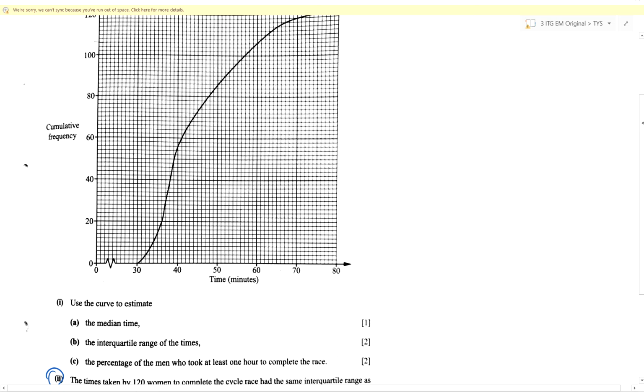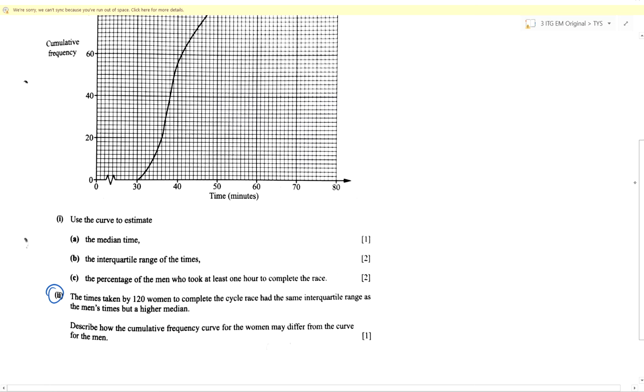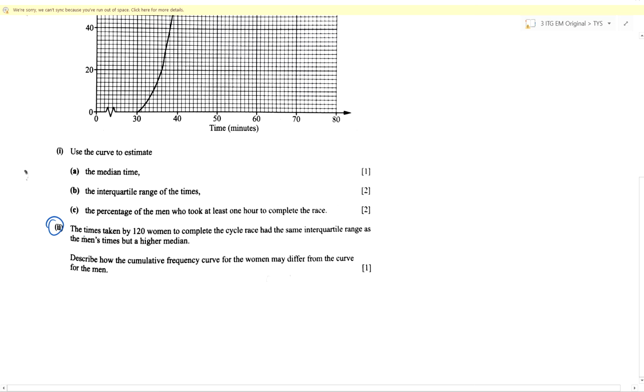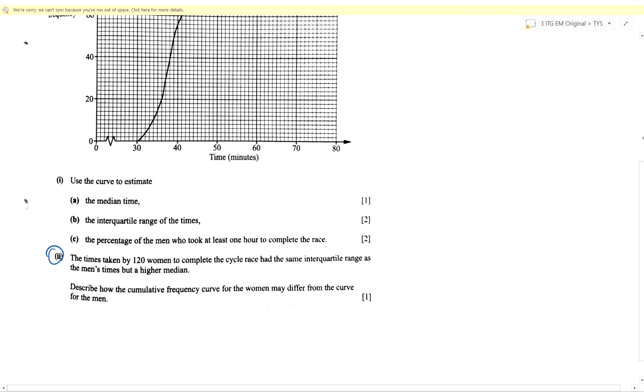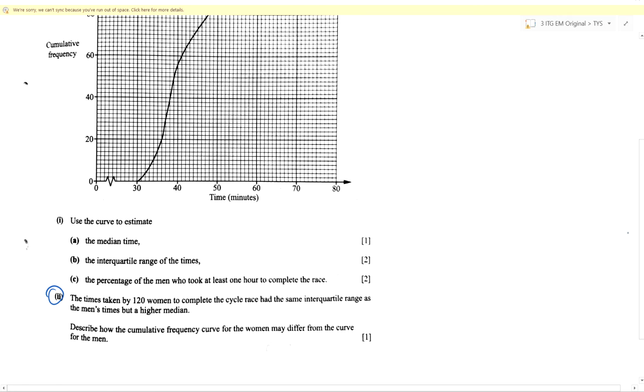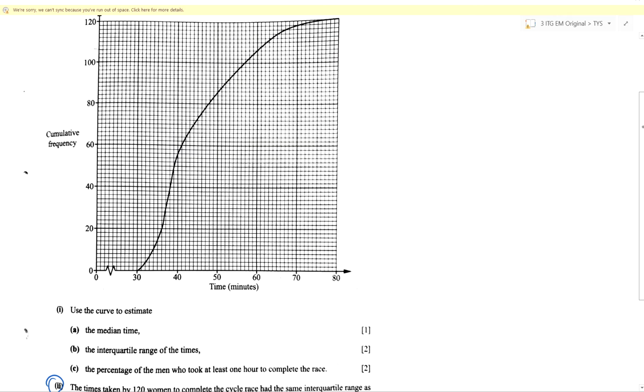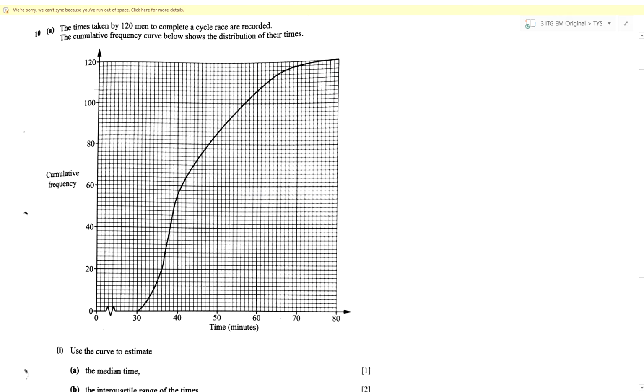Okay, the final question in this paper that we are going through, question 10. I'm only interested in the second part. So the time taken by women, same number of women, okay, same 120, they had the same interquartile range, but they have a higher median. So let us unpack this to see what it actually means. So for the same 120 people, the median position is 260. So for the men, this is their median position. For the females, they have a higher median value.